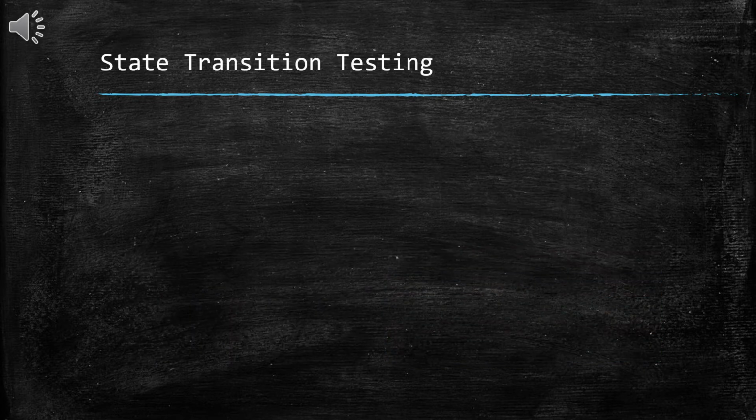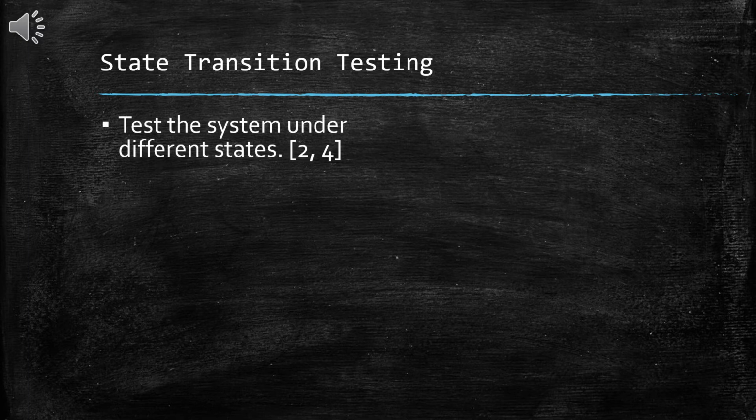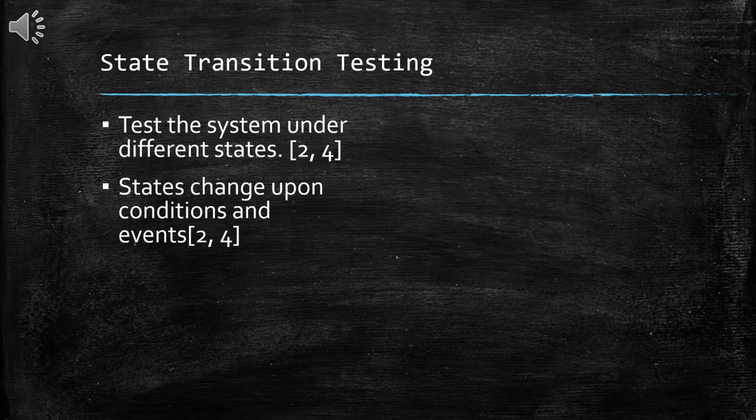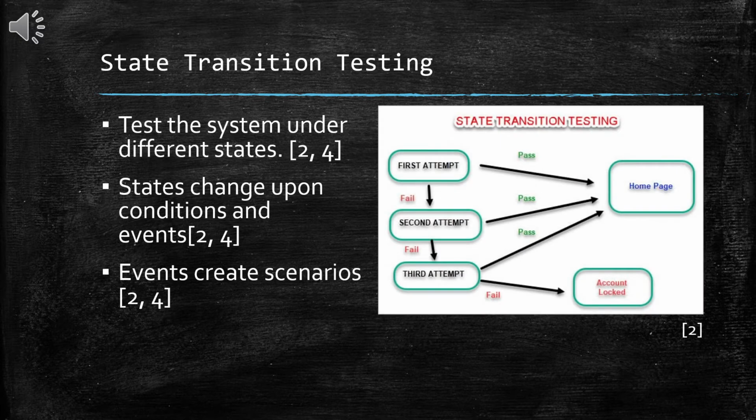In state transition testing, the test case tries to test the system under different states. This state can change depending upon different conditions or events. These events or conditions then create scenarios for a tester to test. State transition diagrams give clear views of the state changes, but are really only practical for simple applications. This diagram shows the possible scenarios where a tester would try to log into a home page. As you can see, there are multiple paths that the user could take.